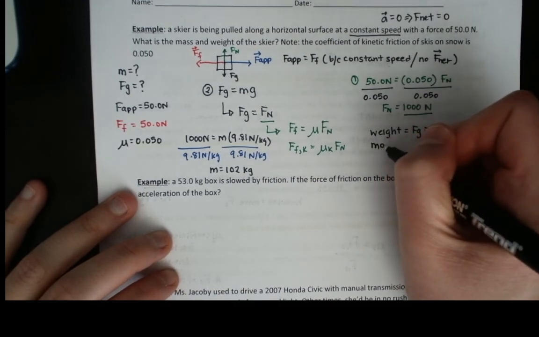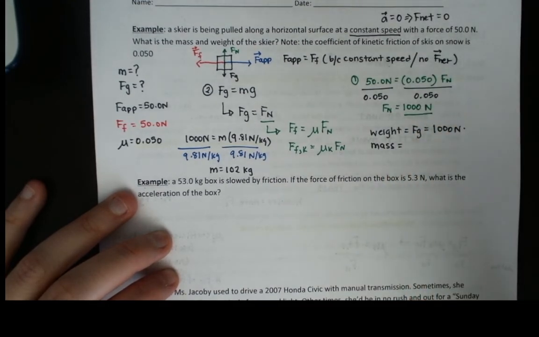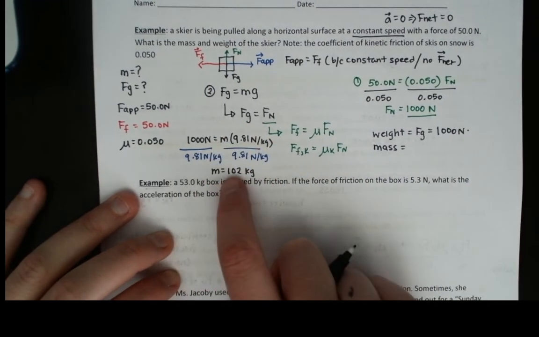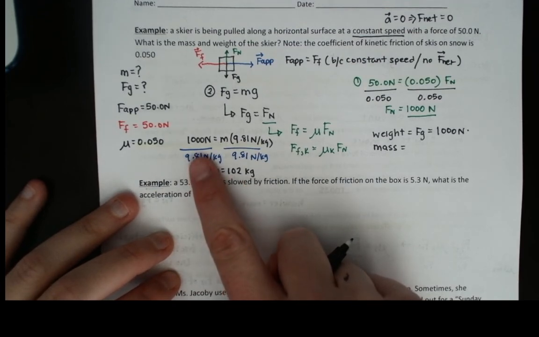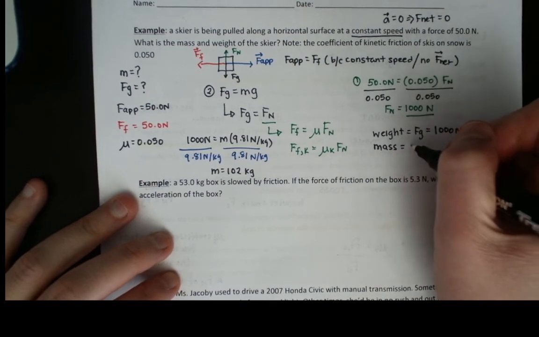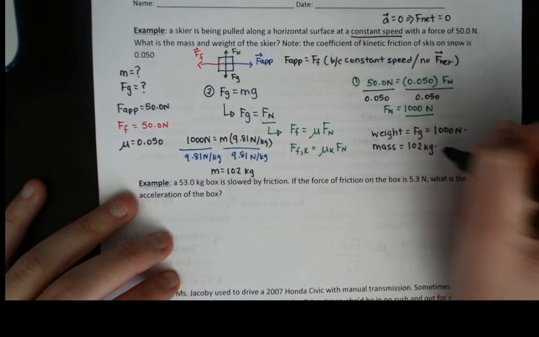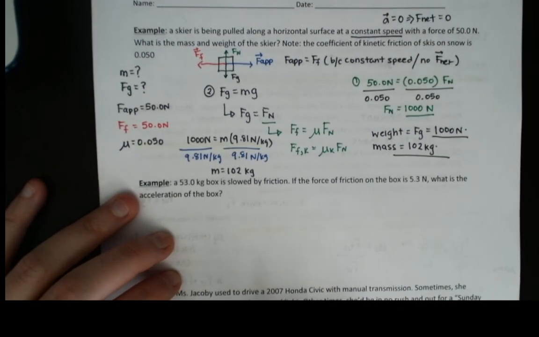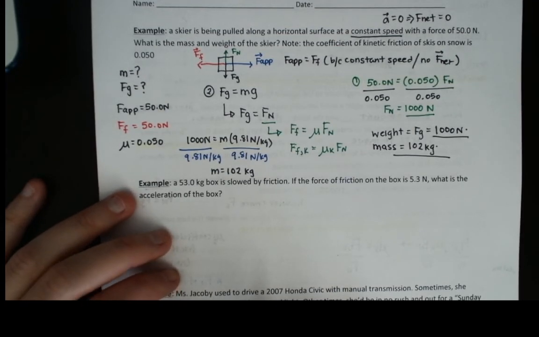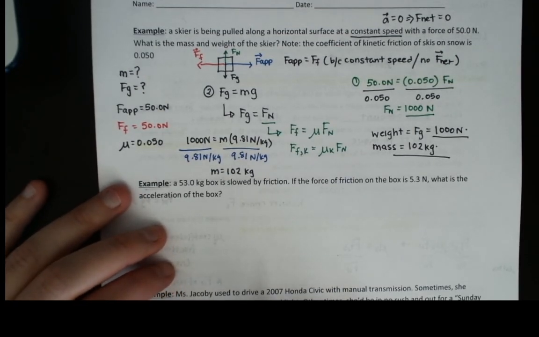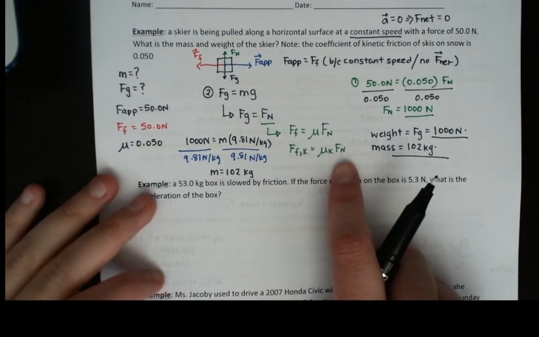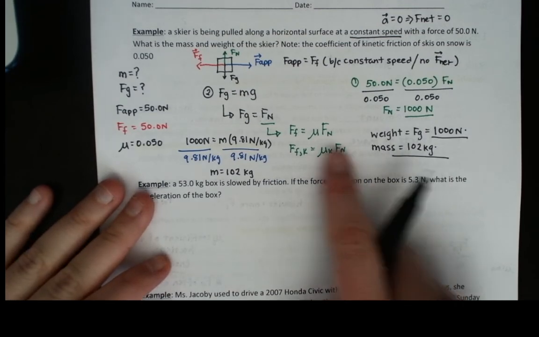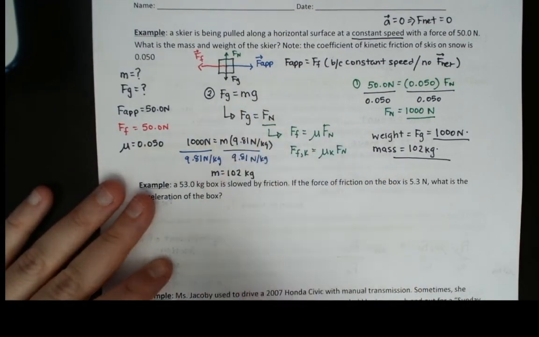The mass is going to be what we found using this, right? Fg equals m times g. g on Earth, always 9.81. We found force of gravity to be 1,000. We solved for m, and we got 102 kilograms. Okay? And the reason we were able to do that is because we have the coefficient of friction, so we were able to solve for normal force. And then using our assumption that normal force is equal to gravity, we were able to go back and find mass. Okay?